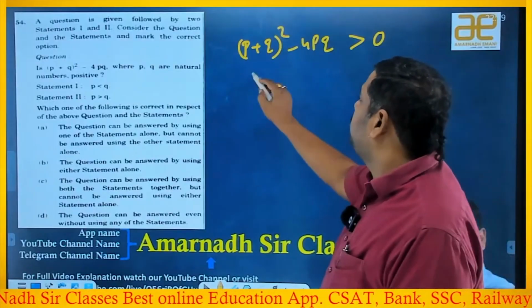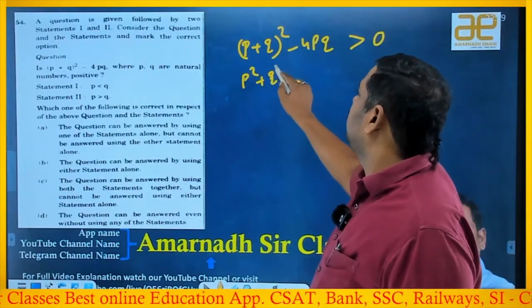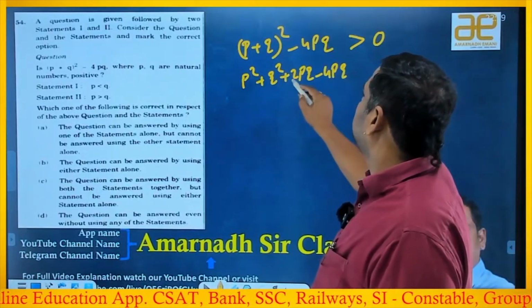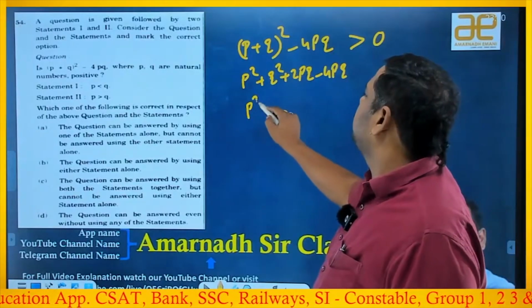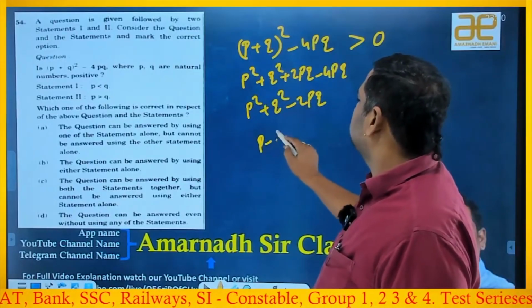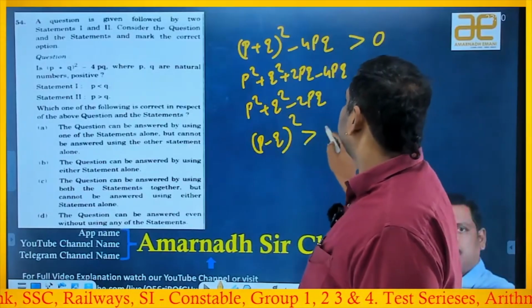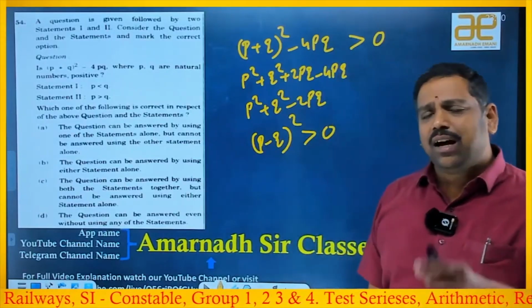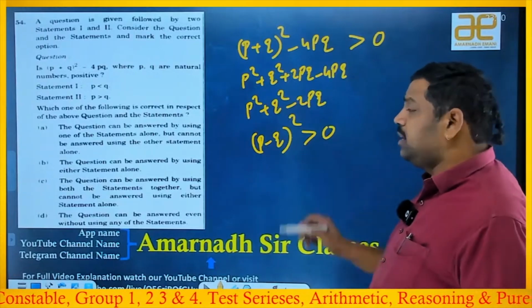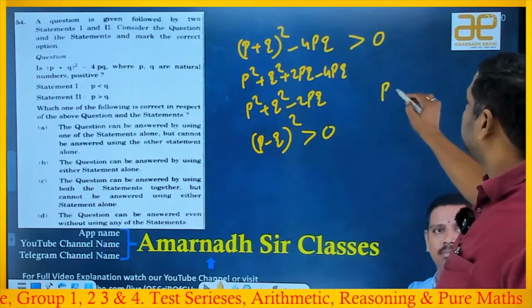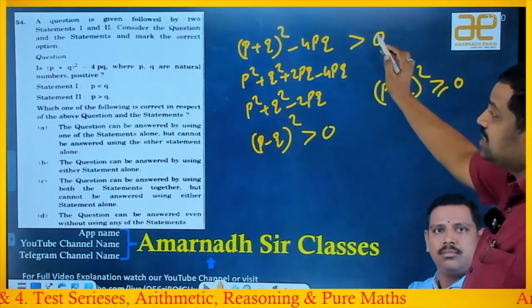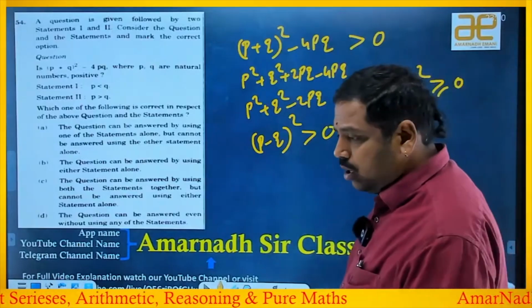Let us expand. P square plus Q square plus 2PQ minus 4PQ, right? So 2PQ minus 4PQ, what will you get? P square plus Q square minus 2PQ. It is nothing but P minus Q whole square. Is it greater than 0 or not, he is asking. Sir, I already know one thing: it is a square, right? Every square will definitely be greater than or equal to 0. But he is asking, is it greater than 0 or not?